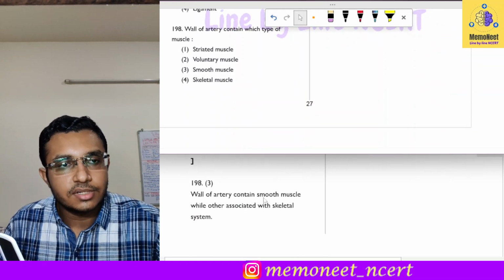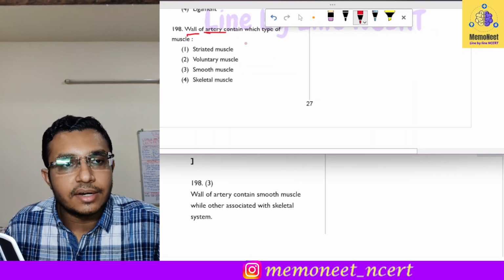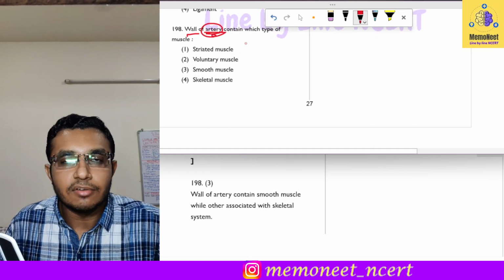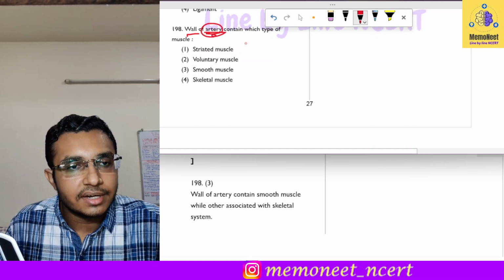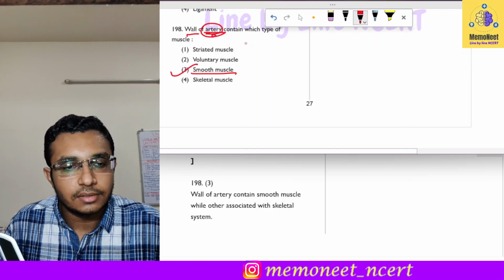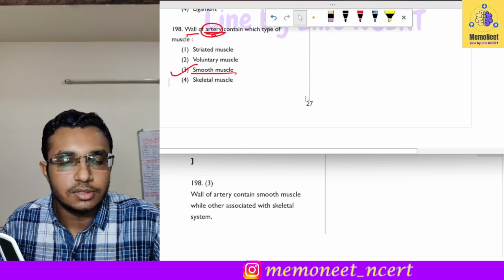The next question is question number 198. It states that the wall of artery contains which type of muscle? So the wall of artery, it is an involuntary type of muscle, so it contains the smooth muscle. Okay, so smooth muscles are found in the walls of artery. Okay, so the correct answer of this question is option 3.